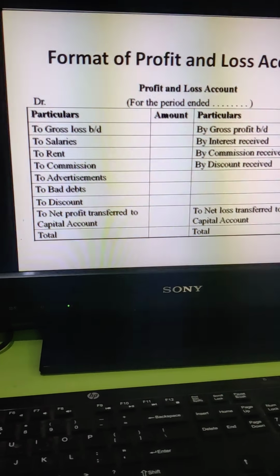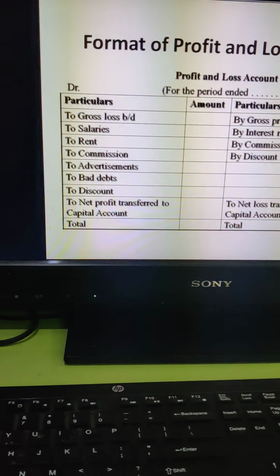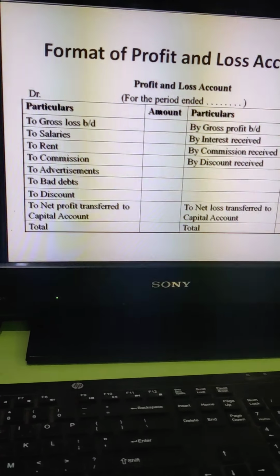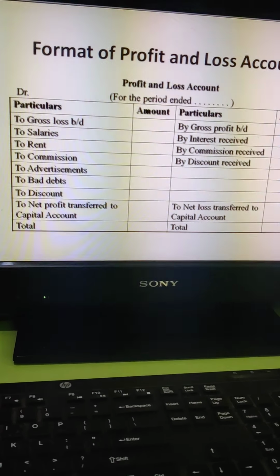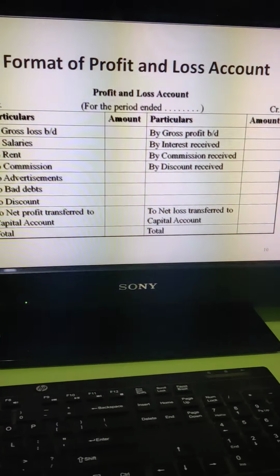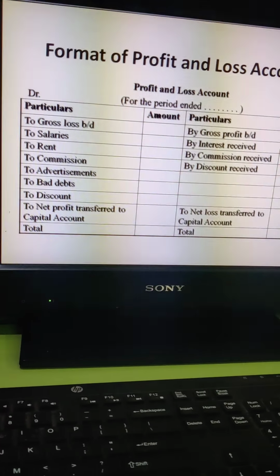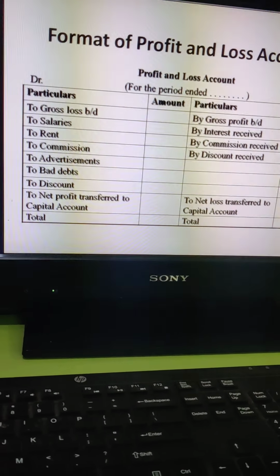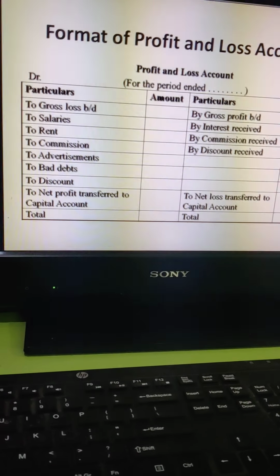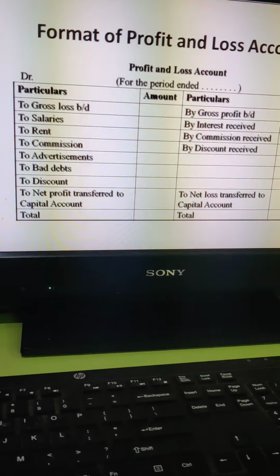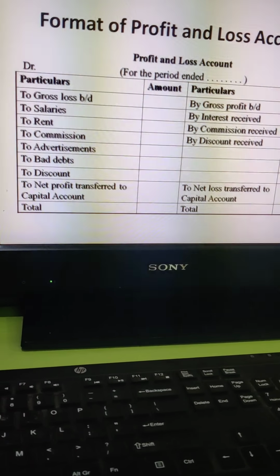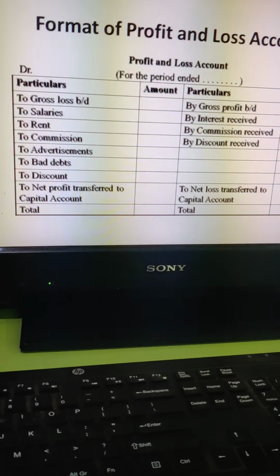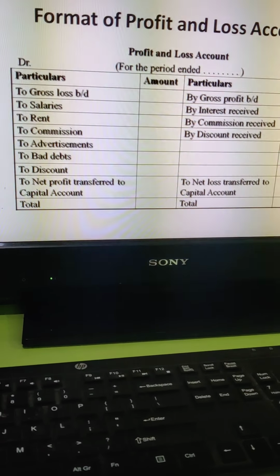We bring down the gross loss from the trading account. If we have incurred a profit in the trading account, then we bring down the profit on the right side. Finally, after balancing the profit and loss account, either the debit side is higher or the credit side is higher. If the debit side is higher, that means the expenses are greater than the incomes. So when the expenses are greater, you get a loss. When the income side is higher, you get a profit.